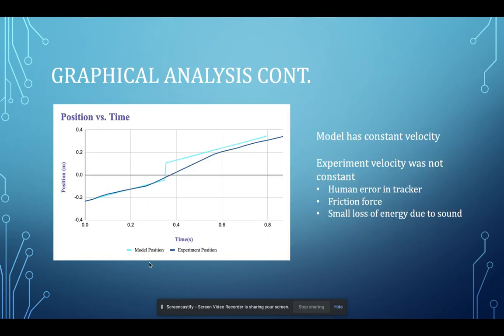We also did a graphical analysis on position versus time, the blue line being the model position, and as you can see with this, it did have a constant velocity because the slope is constant. However, with the dark blue line, for the experimental position versus time, you can see that the experimental velocity was not constant. This is mostly due to human error in Tracker, but it can also be due to frictional force and a small loss of energy due to sound.